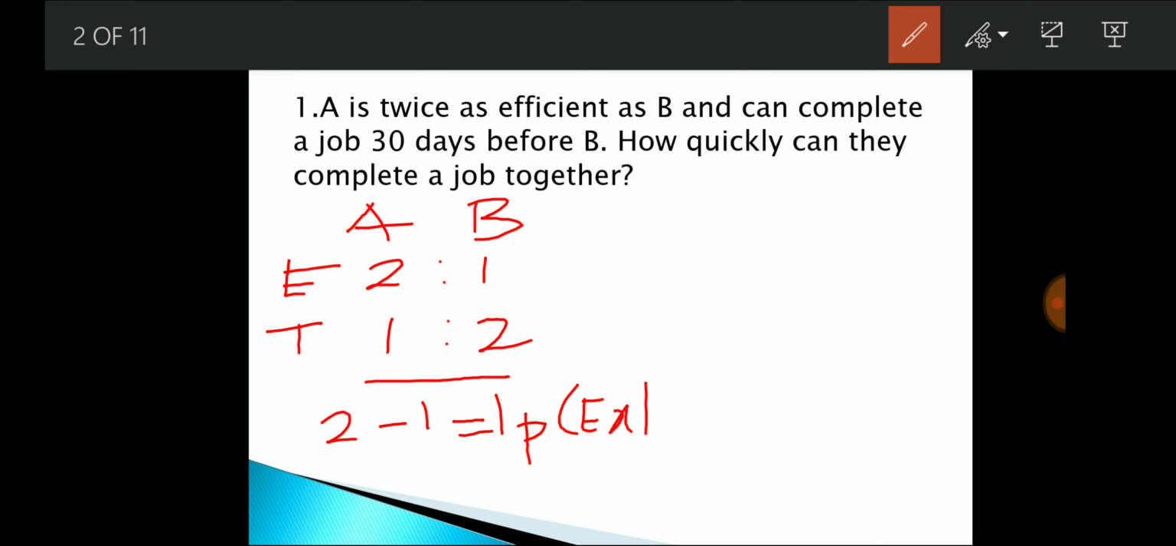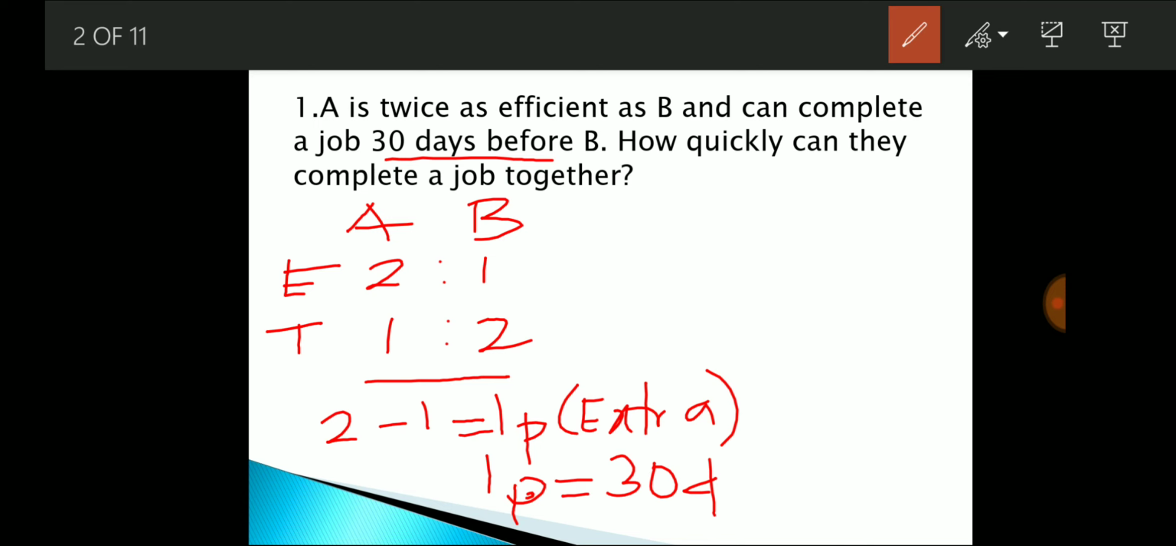If that 1 part extra is taken by B, then as per the question, B takes 30 days more. So as per the ratio it's 1 part more, and as per the question it is 30 days more, which means that one part of the time is going to be 30 days. A very simple one. So how quickly can they complete the job together? Together, how quickly can they finish the work?